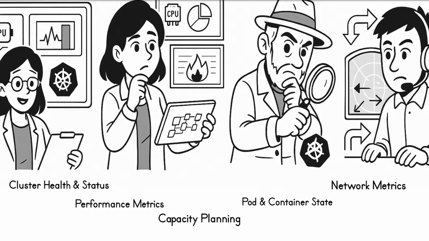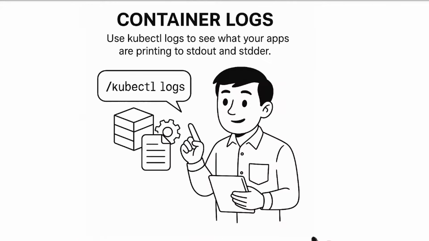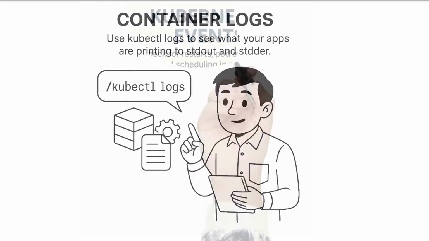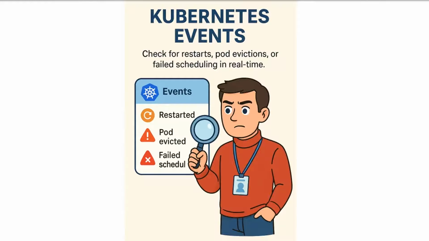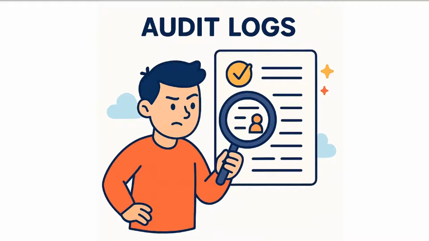Network metrics. Monitor incoming and outgoing traffic to catch DNS issues or network latency. Node-level logs. Grab system logs from /var/log to see what the core Kubernetes components are doing. Container logs. Use kubectl logs to see what your apps are printing to stdout and stderr. Kubernetes events. Check for restarts, pod evictions, or failed scheduling in real time. Audit logs. Want to know who did what and when? That's what audit logs are for.